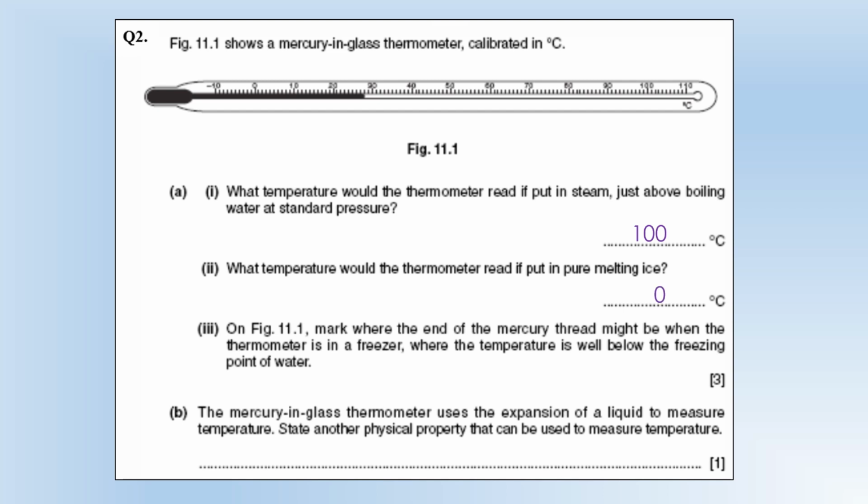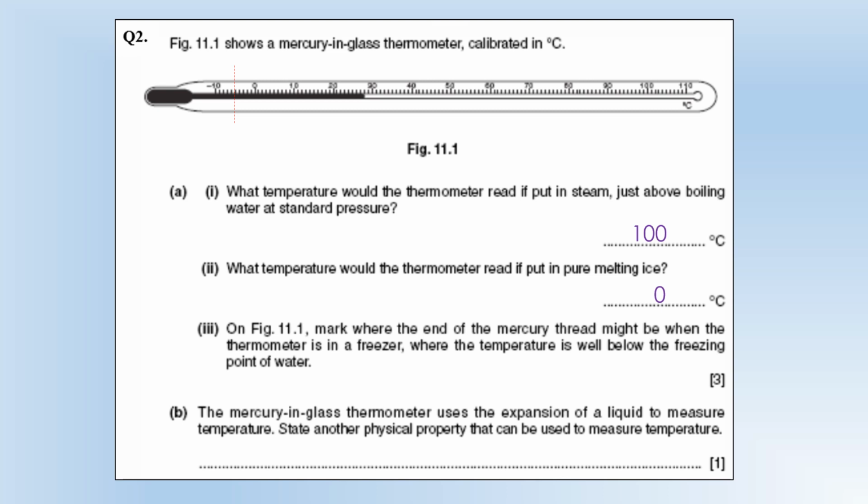Well, 0 degrees. Mark on the diagram where the end of the mercury thread might be when the thermometer is in a freezer, where the temperature is well below the freezing point of water. So we could pick anywhere below 0 degrees, so I'm going to pick this one here. As long as it's clearly below 0, that's fine.